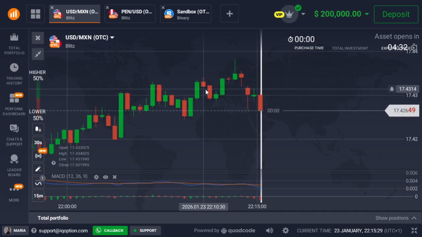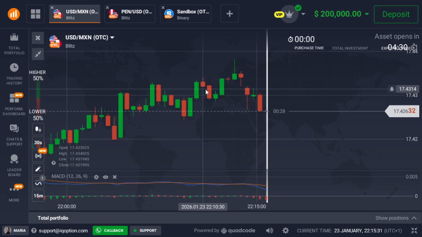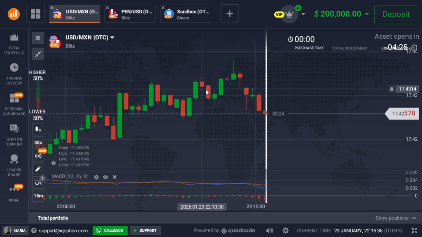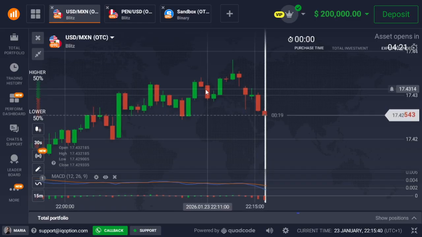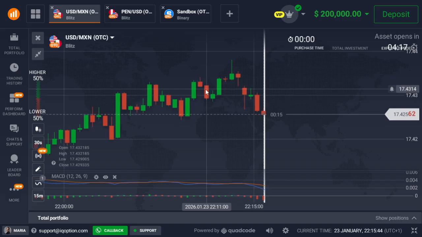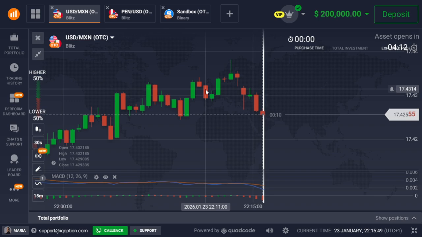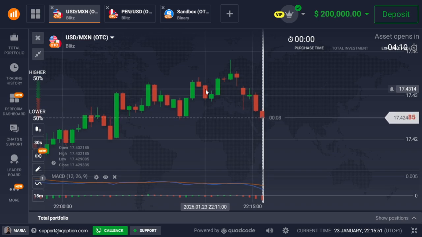Remember, the trend is your friend. Higher highs and higher lows mean uptrend, while lower lows and lower highs mean downtrend. If price moves in a range, it is sideways. After trend comes the market structure. Support is the floor, resistance is the ceiling.